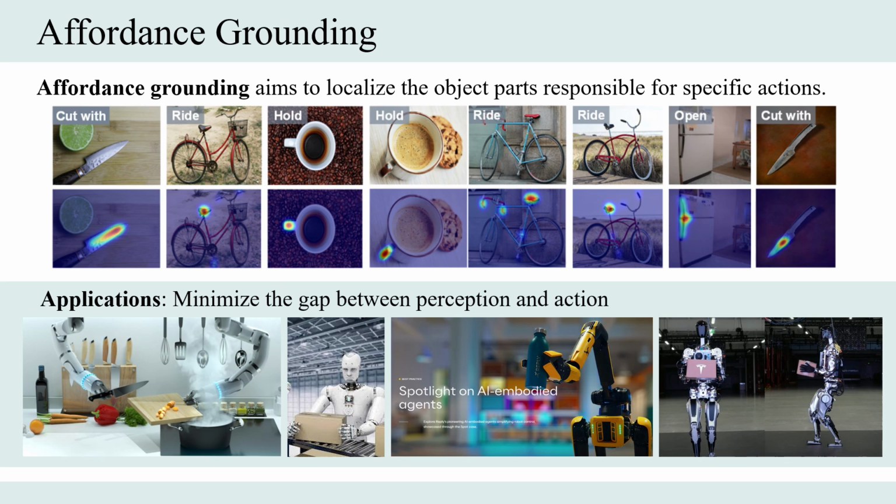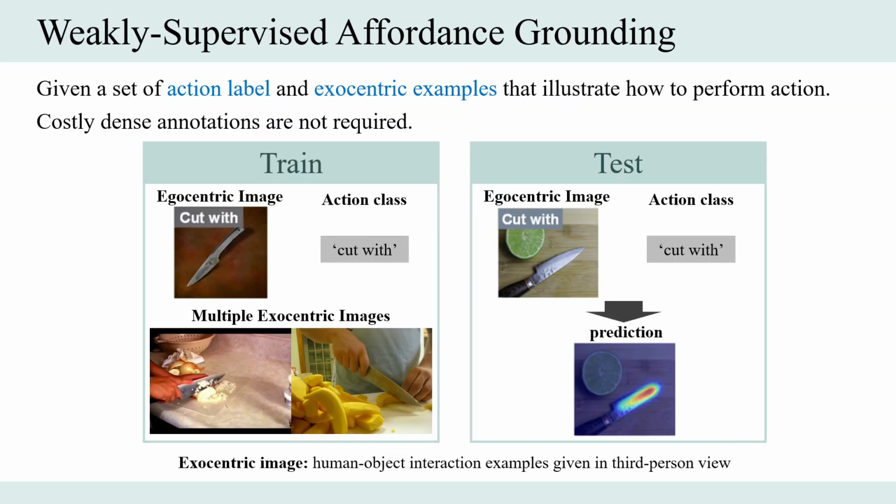Affordance grounding aims to localize the object part that is responsible for a specific action. For example, if we are given the image of a knife and the action prompt "cut with", the model needs to localize the blade part of the knife that is responsible for the action "cut with". However, acquiring dense annotation for every image is demanding.